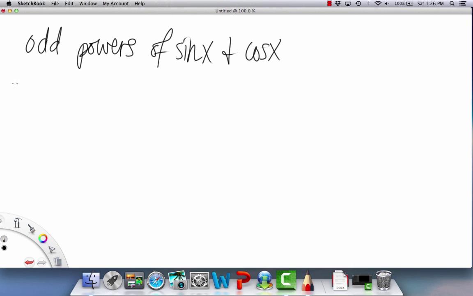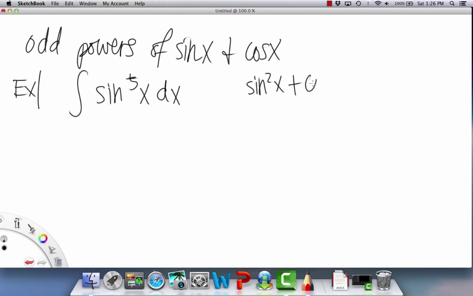I think this is the best way to illustrate and explain how to do these. So the example will be the integral of sine to the fifth x dx. At first it looks kind of intimidating, but we can actually use the identities. We know that sine squared x plus cosine squared x equals 1, so we can rearrange this to say that sine squared x equals 1 minus cosine squared x. It's basically the same thing.